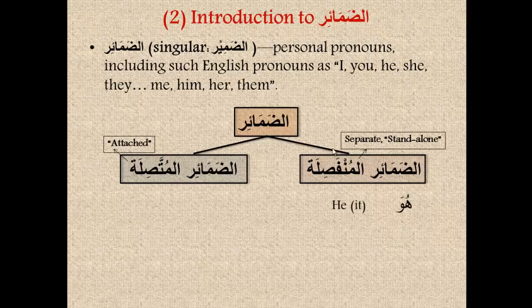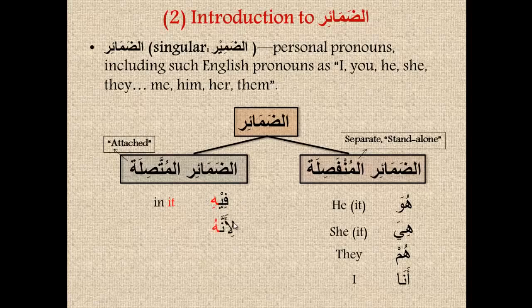Under this category of standalone personal pronouns, we have huwa, which means he, hiya, which means she, hum, which means they, and ana, which means I. These are again standalone pronouns, al-dhama'ir al-munfasila. Over here we have examples of attached pronouns. So here there is the expression fihi, which means in it. This is composed of two separate words, fi, which means in, and hi, which means it. Hi is the attached pronoun. It is fixed to the word fi, so we get fihi.